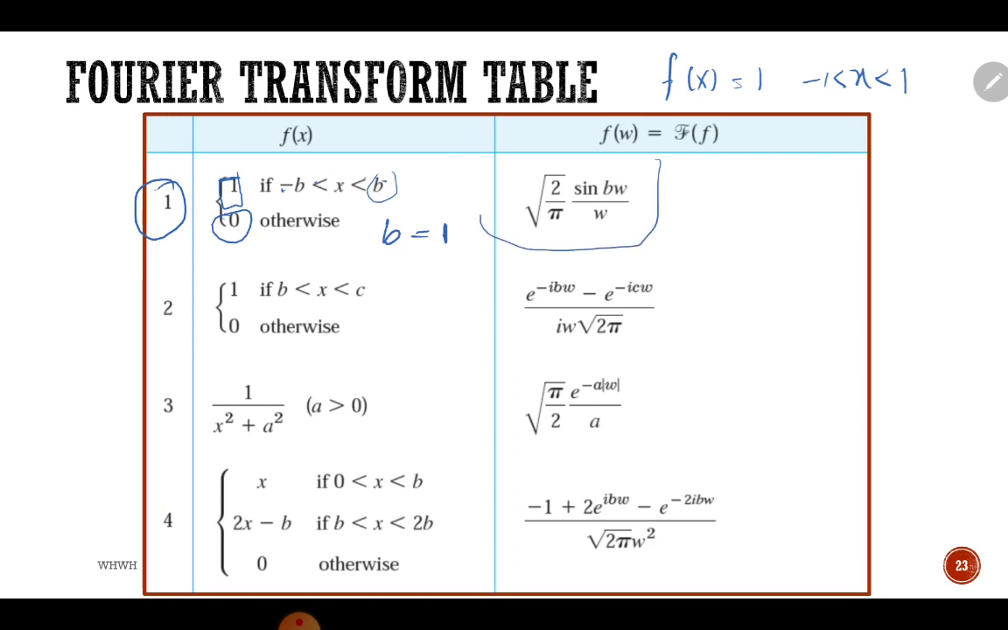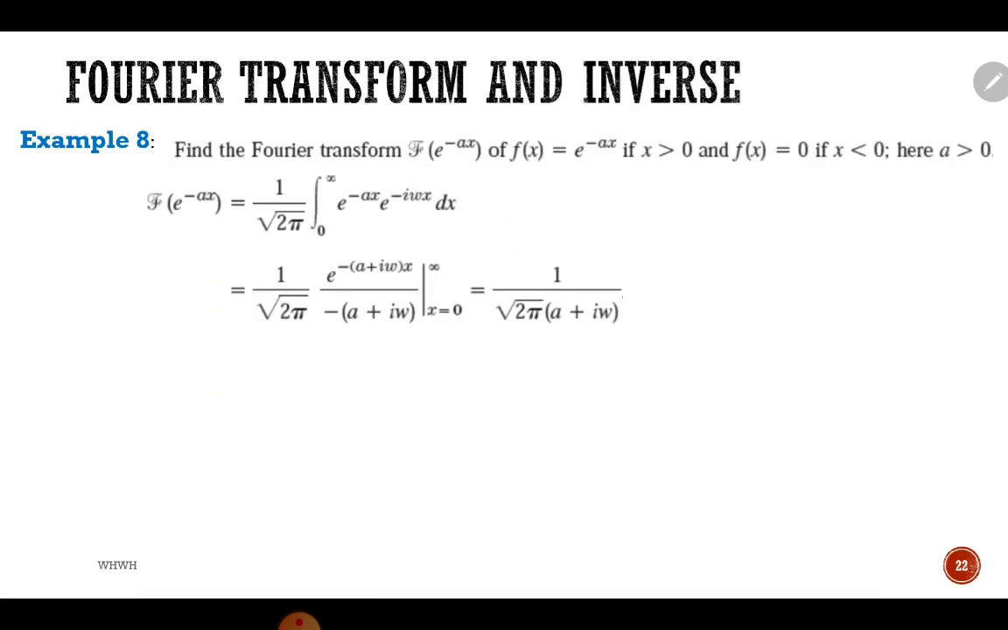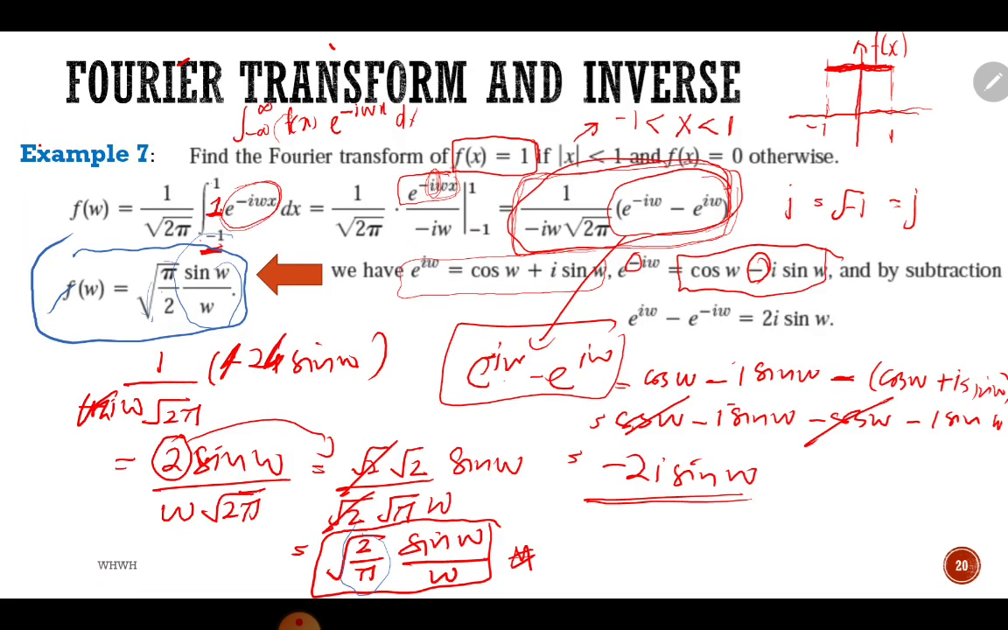See what we have here. When b equals 1, the answer, the Fourier transform, is going to be square root 2 over pi, sin omega over omega. So who is on the right track now? Me or the given answer? Seems that it's me, right? Square root 2 over pi is the correct answer.